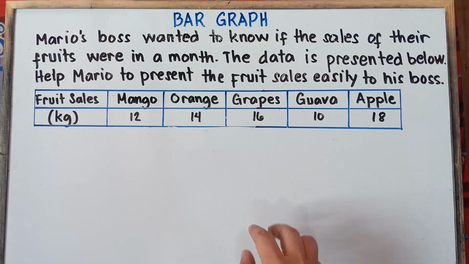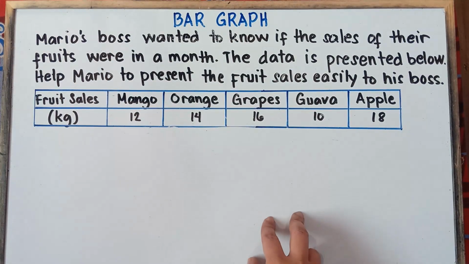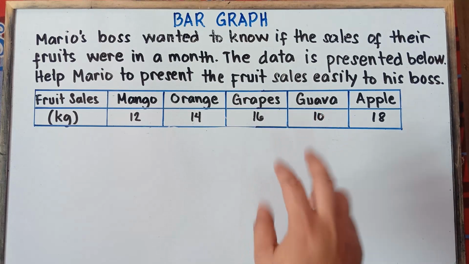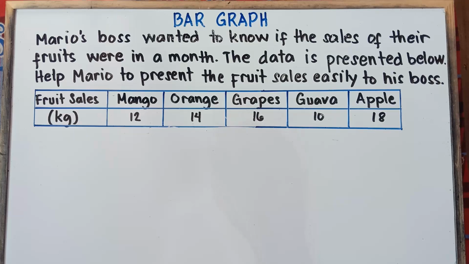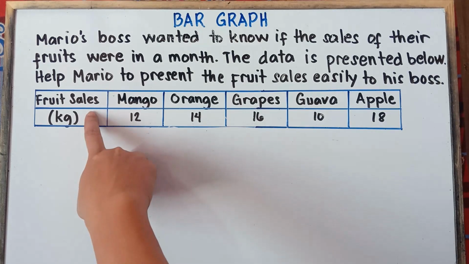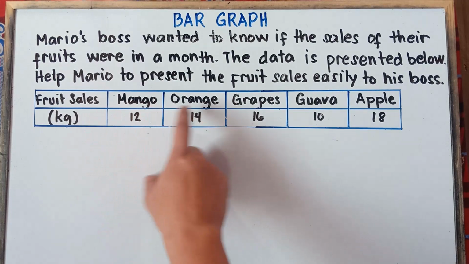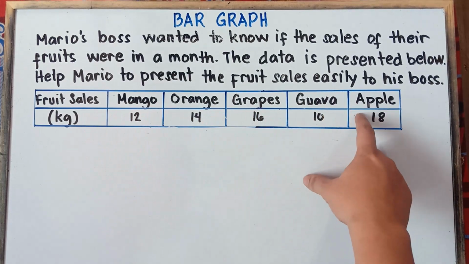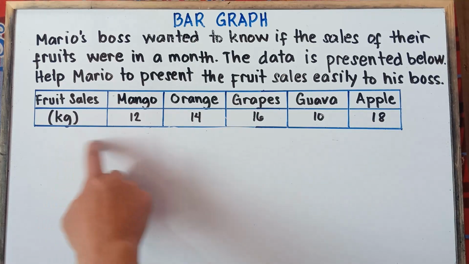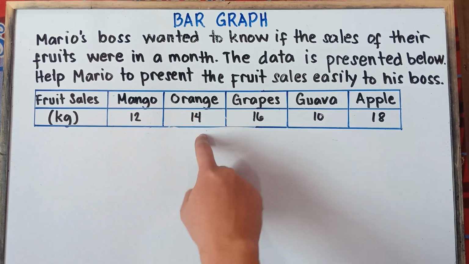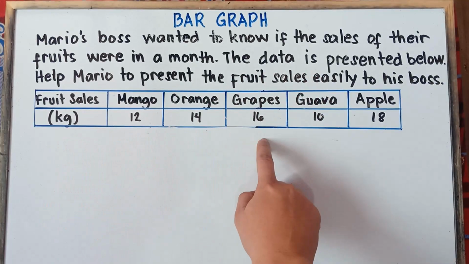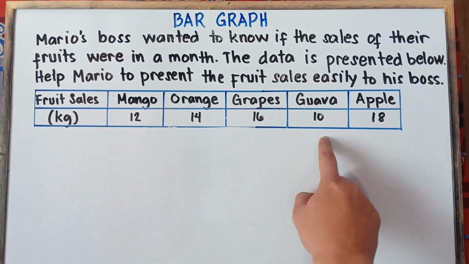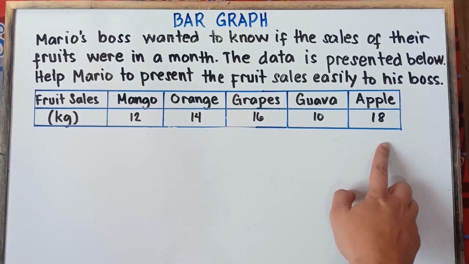Mario's boss wanted to know the sales of their fruits in a month. The data is presented below. Help Mario to present the fruit sales easily to his boss. So we have the given fruit sales: mango, orange, grapes, guava, and apple. And given in kilograms, we have 12 kilos for mango, 14 kilos for orange, 16 kilos for grapes, 10 kilos for guava, and 18 kilos for apple.